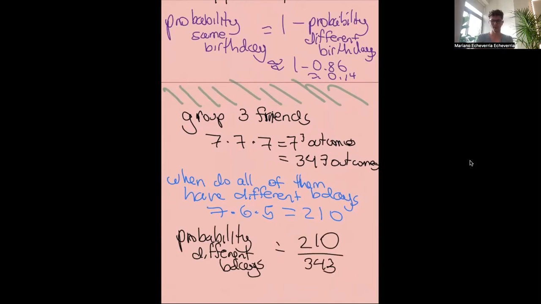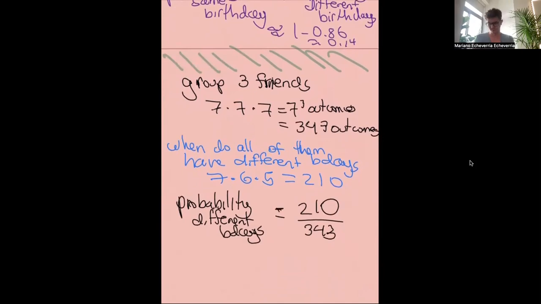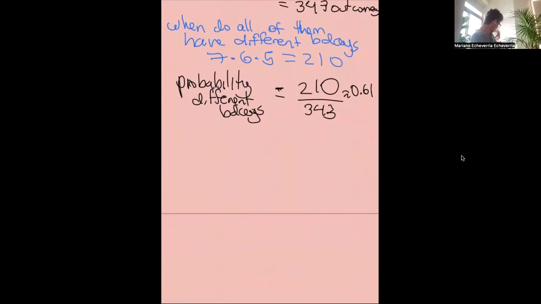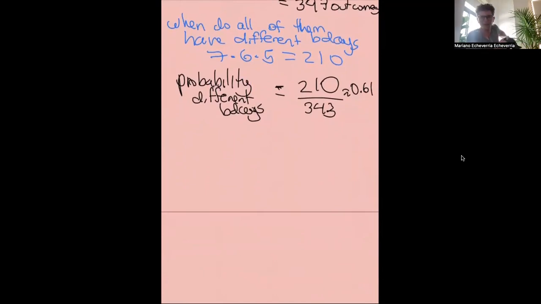Which again, if you give me the number, I don't know what that means. I put it on the calculator, that's about 61%. So that's the probability of different birthdays. Oh, no, she's in the chair, trying to destroy plants. And so the probability of having the same birthday is what? 1 minus 0.61.